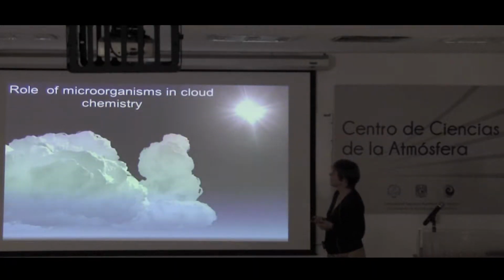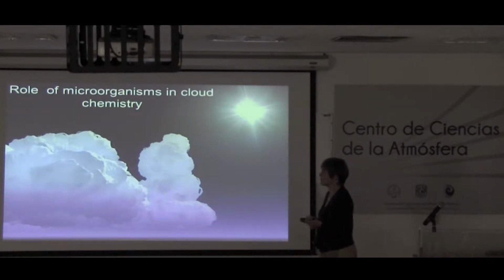So, the role of these microorganisms in cloud chemistry. As you have shown before, they are active. It means they have a metabolism. Metabolism means you have enzymes. They are active enzymes, and enzymes are nothing else but biocatalysts. So they can catalyze reactions.